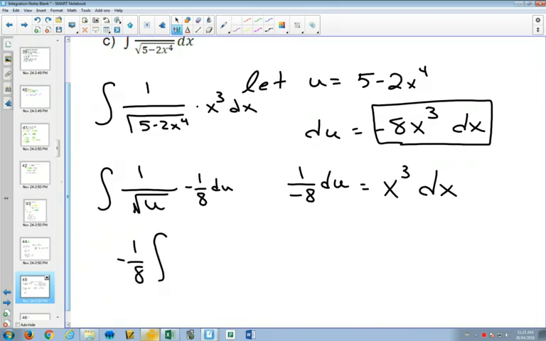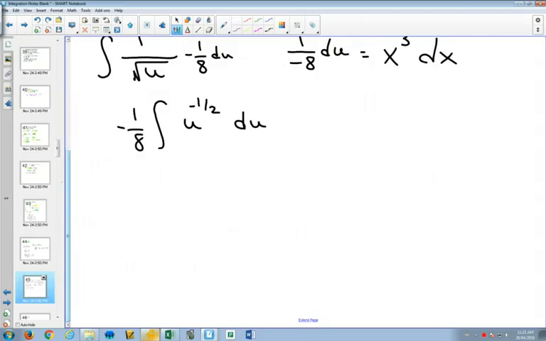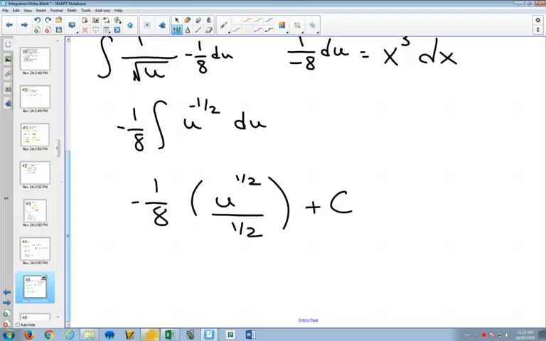So I'm going to bring the negative 1/8 out in front of my integral. I'm going to change my square root of u to u to the negative 1/2, and then I just have du in there. Now integrating this is easy. We're going to add 1 to the exponent and divide by that number plus c.